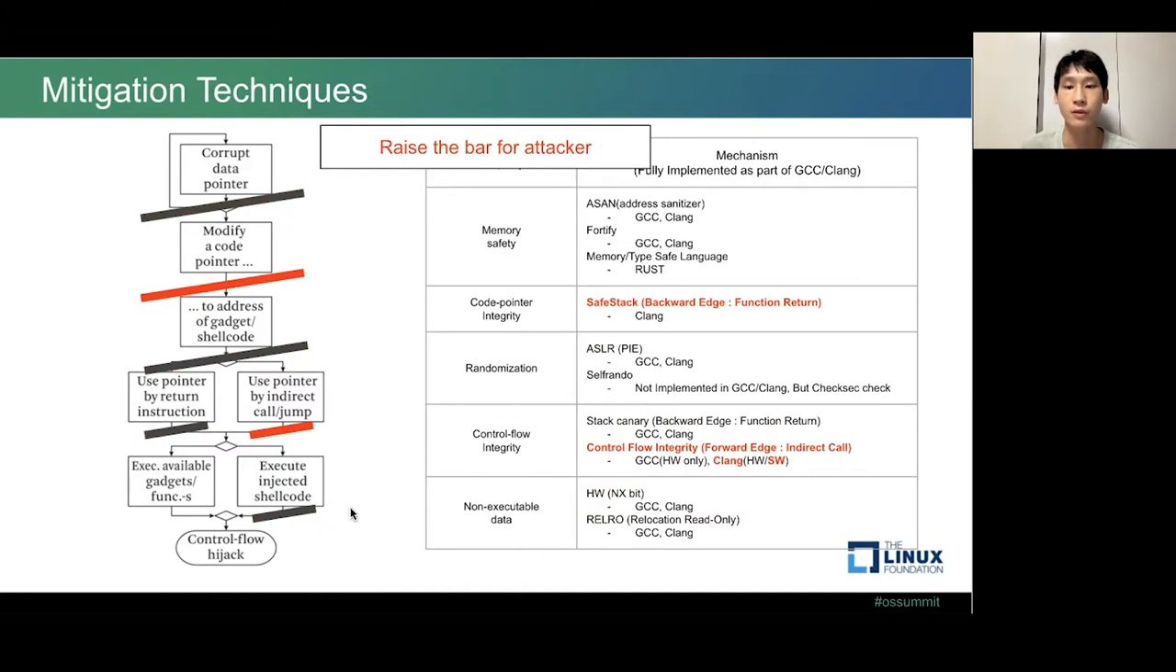For raising the bar for attackers and reducing the possibility of attack success, we add more hardening options at these points. The SafeStack option makes a bar at this point for preventing modification of a code pointer, and CFI makes a bar for preventing indirect call violations. There is one question. Where is the bar at this point? Making it harder to execute available gadgets or functions is a very, very difficult problem, so a purely practical solution is not yet implemented in GCC or Clang.